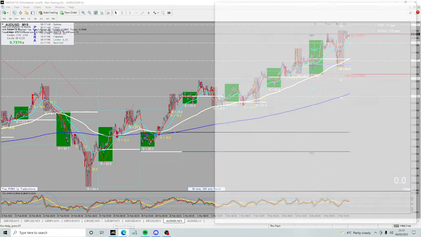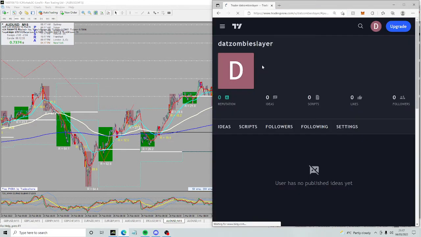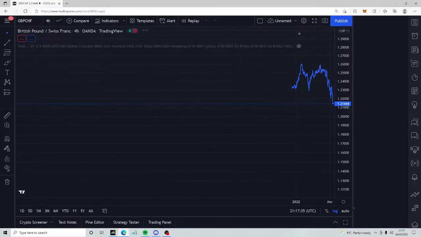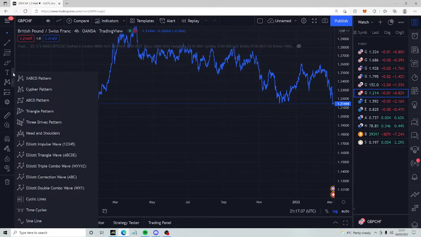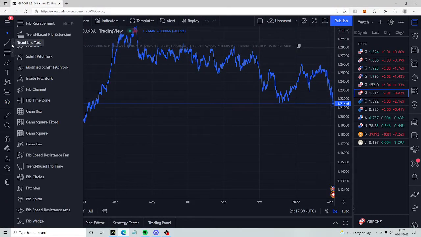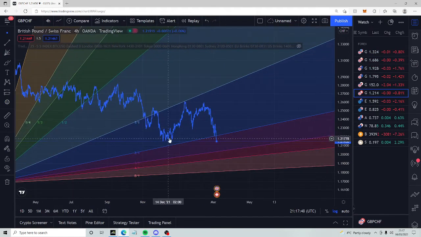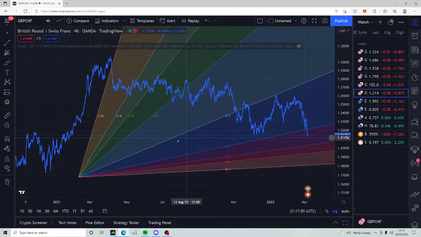I'll show you. Look at the stuff that is pushed on retail traders. All over TradingView. Look at all that. What the fuck is that?